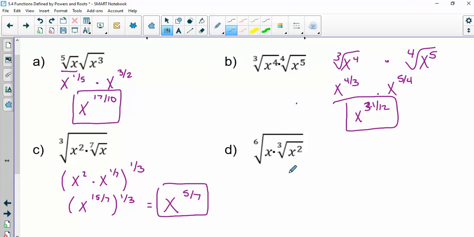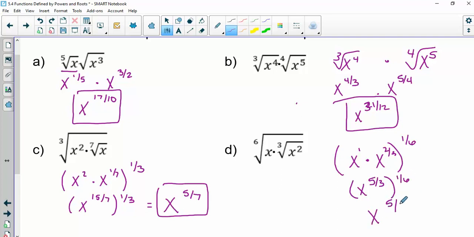Alright, so this one, if it's a 6th root, we would write that whole thing as a 1/6. Underneath we have x times, this would be x to the 2/3. So within here, since the x is written each time, you add those exponents. If there's nothing there, it's assumed to be a 1. So 1 plus 2/3, so that would be x to the 5/3. To the 1/6. So that's x to the 5/18.